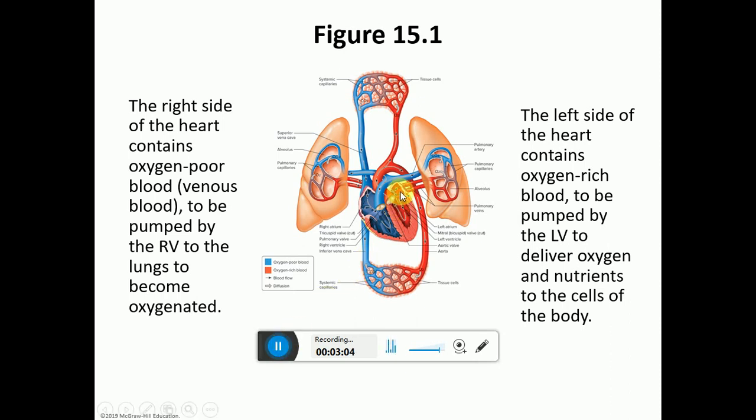This is how we're going to start now the systemic circulation, where all of that oxygenated blood that is now gathered into the left atrium will get pumped into the left ventricle, and then from the left ventricle into the aorta, and then to the rest of the body, whether the upper or the lower parts of the body. And that would make your systemic circulation.